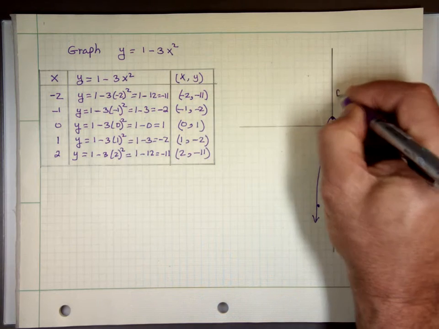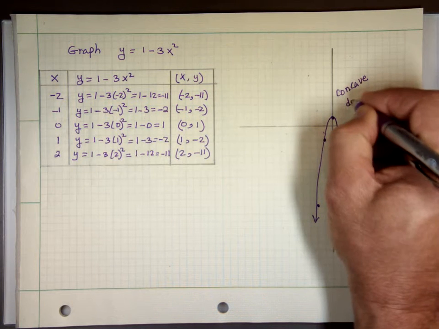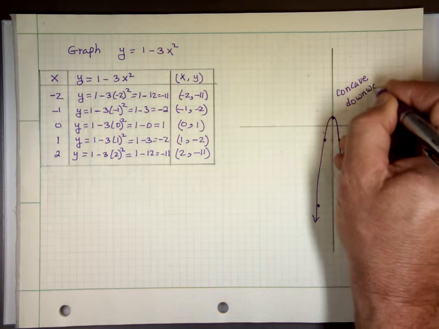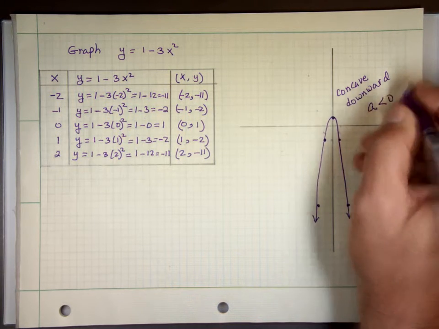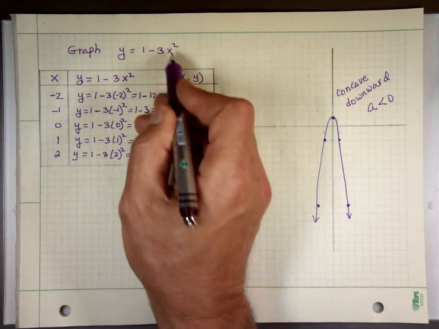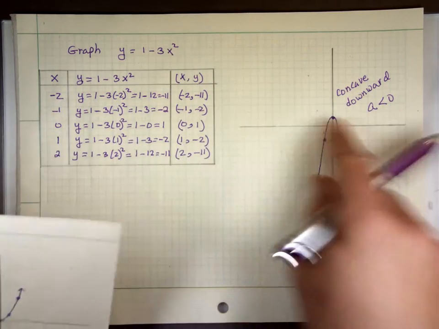That's called concave downward. So if a is less than 0, the coefficient of x squared is less than 0, it will open downward. So look at the number in front of x squared. If it's positive, it's going to open upward. If it's negative, it's going to open downward.